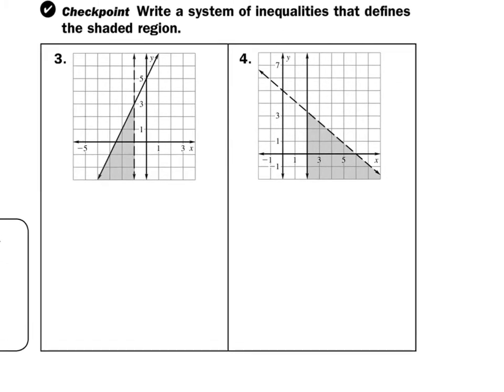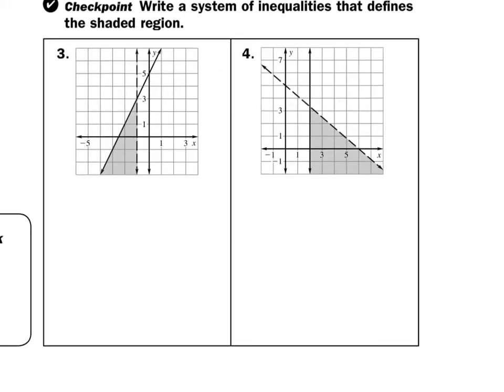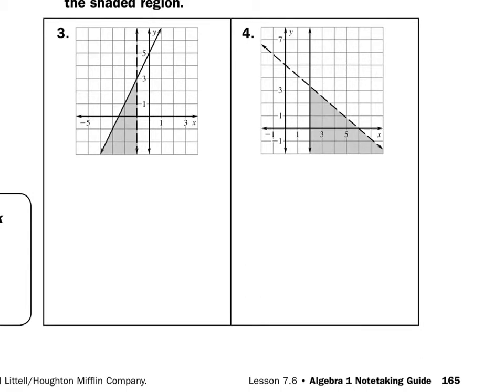We have 2 checkpoints. We're going to write the system. Let's start with the vertical line. On the vertical line, equations that are vertical are going to be x equals, and it crosses at -1. So I'm going to take that equation and I'm going to turn it into an inequality. It's going to be x, and in this case it's going to be less than because the shading is to the left of the line and it is dashed. x is less than -1. So there's one inequality.